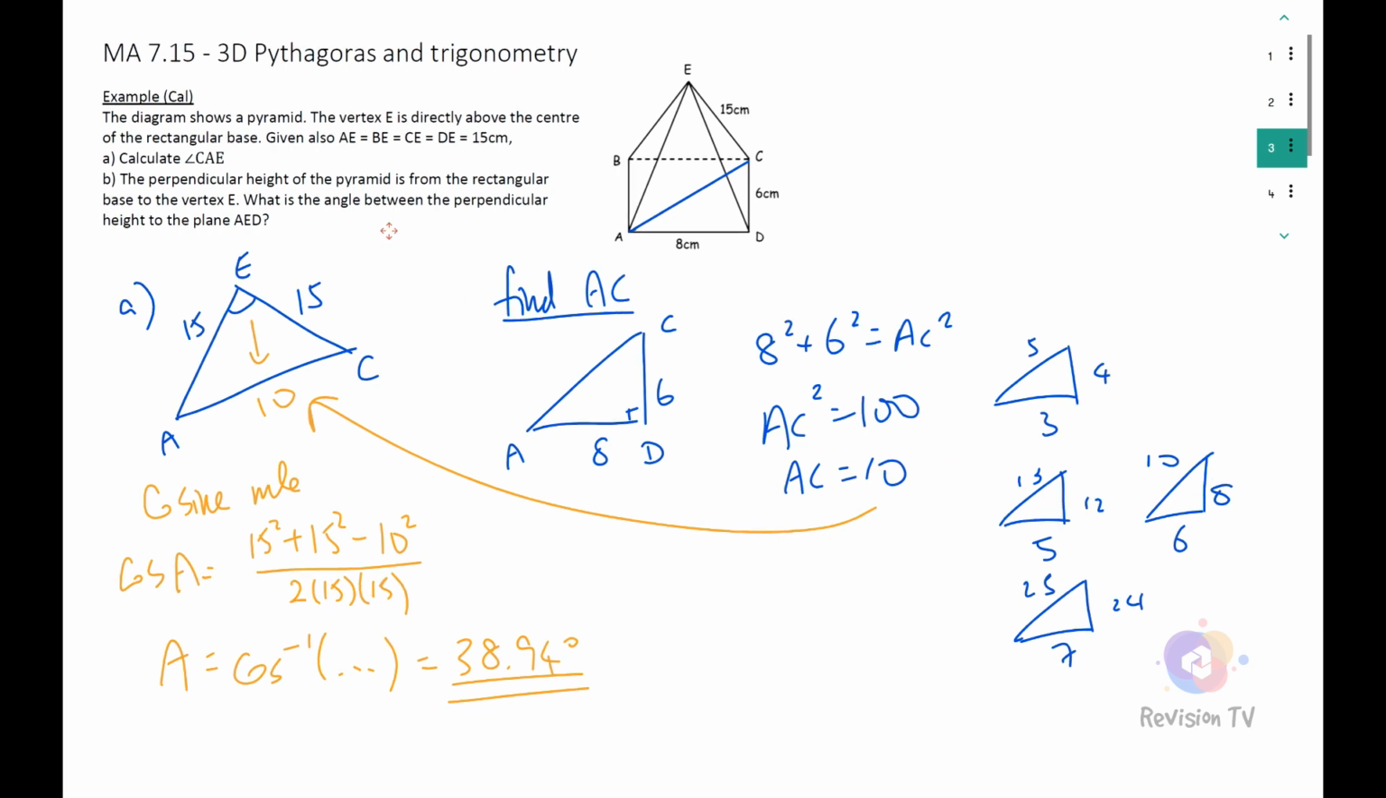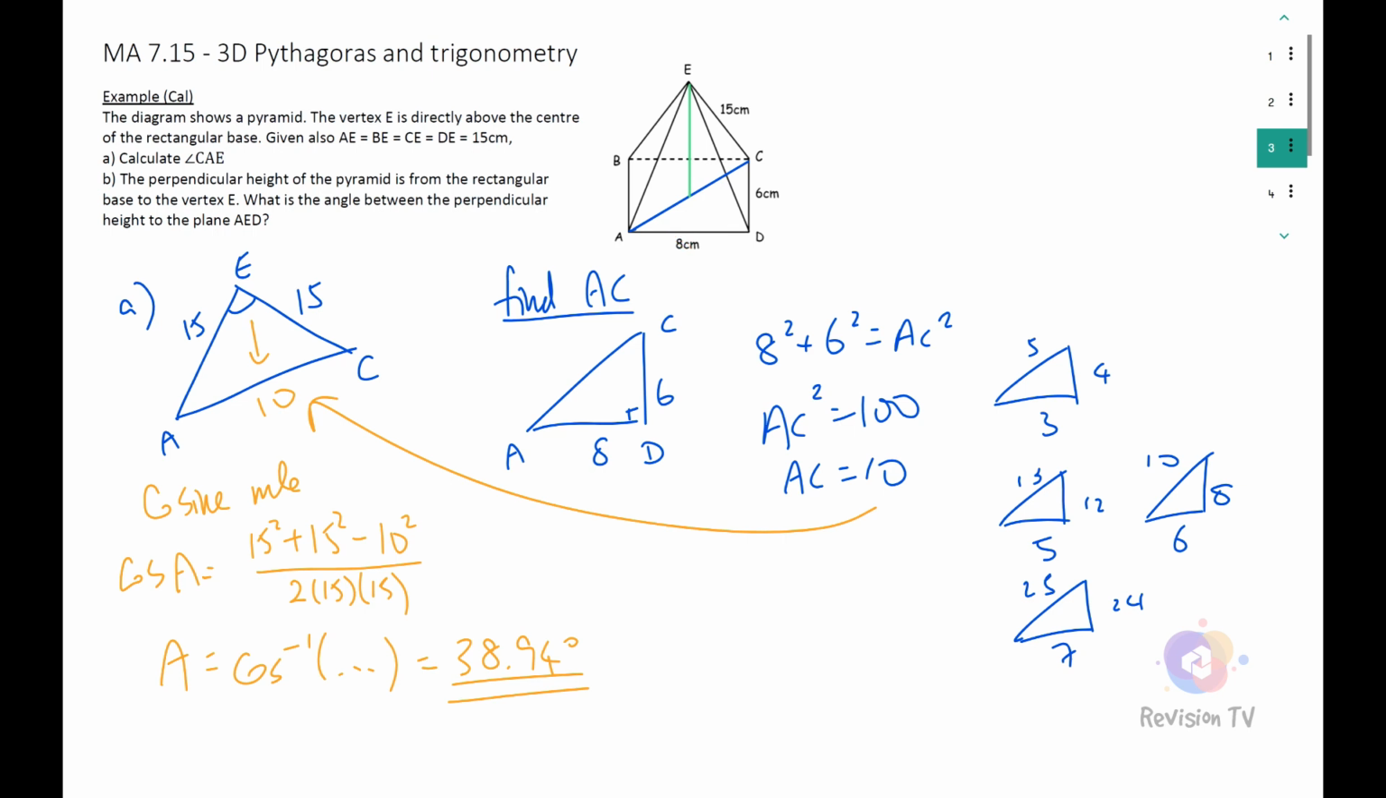Question B. The perpendicular height of the pyramid is from the rectangular base to the vertex E. So from E, we could draw a line down. It's like you're flying off from a roof like a police officer to break into the window to rescue a hostage. I'm thinking a bit too much.